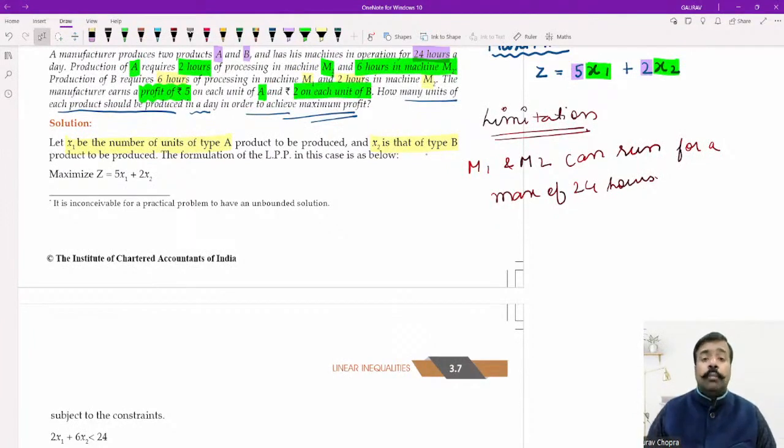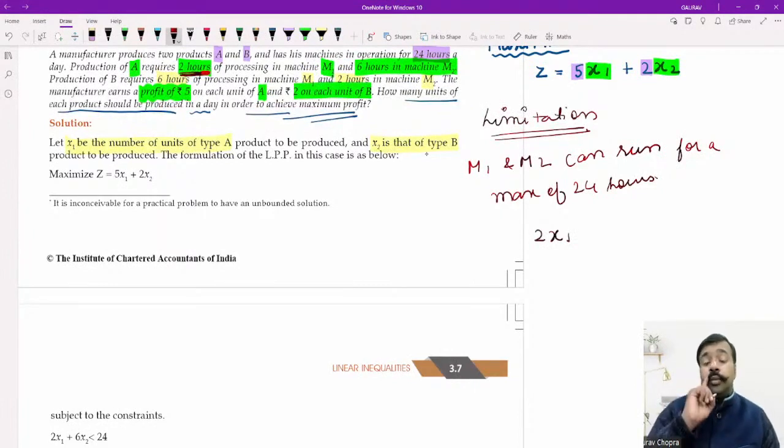So if we are talking about A, machine A takes 2 hours on M1. So only we are talking about M1 now. Product A requires 2 hours on M1, so we can write 2x1.